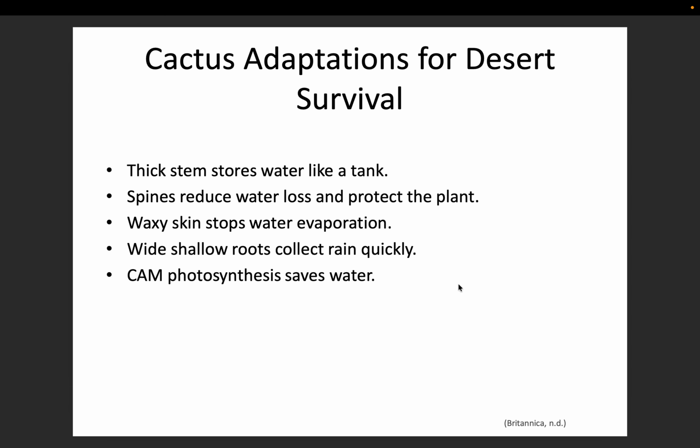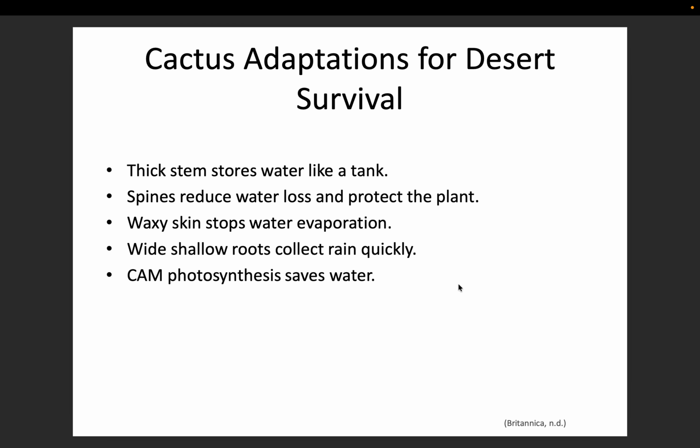Spines. They are not just for protection from animals, they also reduce water loss. By having spines instead of leaves, the cactus has less surface area for water to escape from. Next, waxy skin. The cactus has a thick, waxy coating on its skin. This acts like a raincoat, but instead of keeping rain out, it keeps water in. It stops water from evaporating in the hot sun.